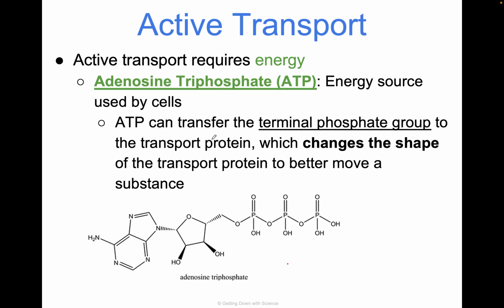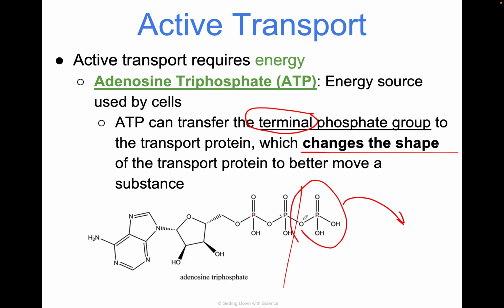Essentially what this does is it transfers this terminal phosphate group, terminal meaning the last one, right? Like a bus terminal. It's at the end of the line, to the transport protein. And when it does that, it changes the shape of the transport protein to move that substance across, right? So you can see 1, 2, 3 phosphates here. Essentially what it does is it, boom, breaks that link. This one over here gets transferred to the protein, says, hey, thanks for the ride, and then goes inside. Okay?